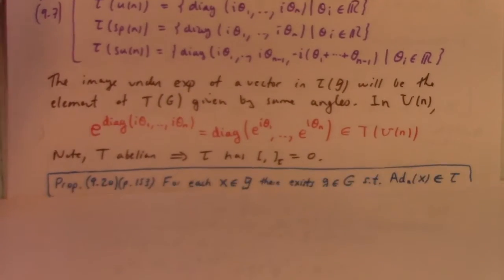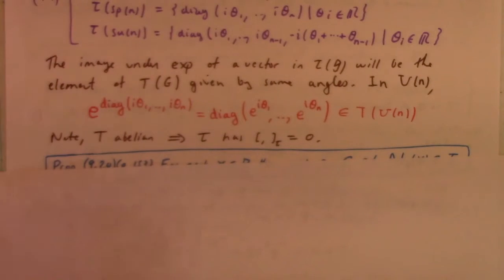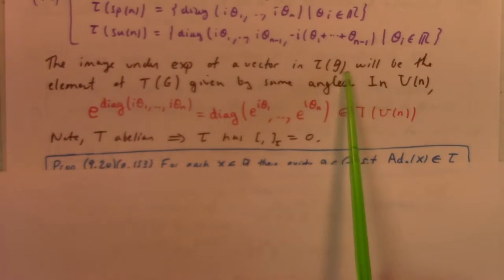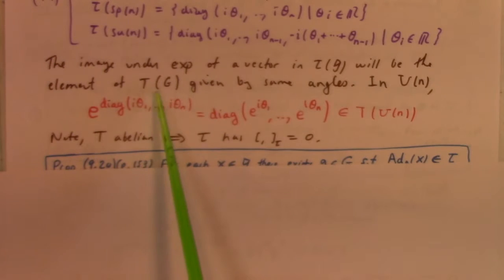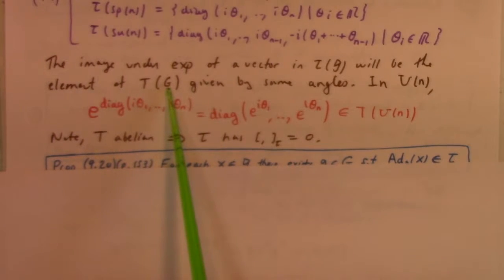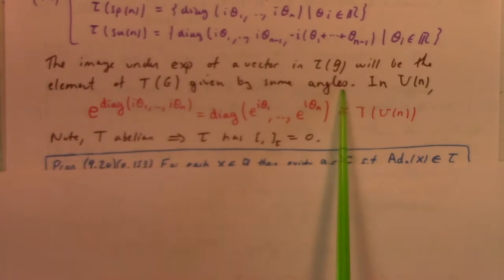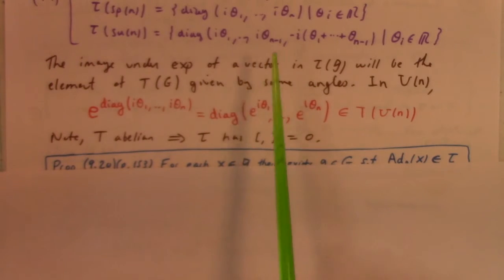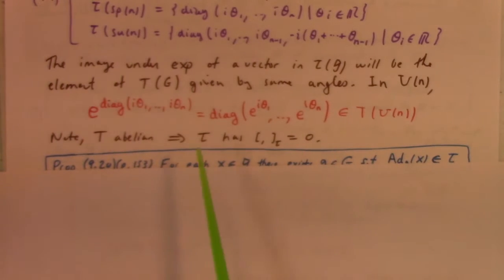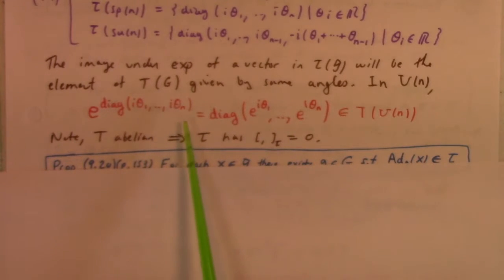And so the image under the exponential of a vector in the Lie algebra of the torus of G will be an element of the maximal torus, given by some angles. In other words, you exponentiate something in the Lie algebra of the torus, and you get something in the torus. And the elements in the tori are, well, what are they?